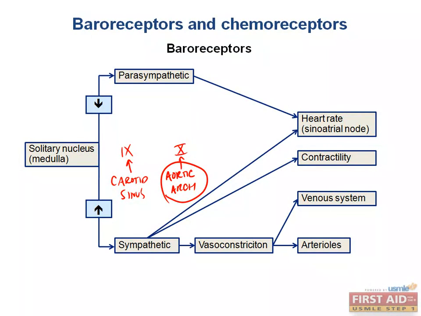The sensory fibers from the aortic arch actually join the superior laryngeal nerve, which is also a component of the vagus, to travel up to the brain. So this is another great way to remember the pathway. So now let's talk about the response.